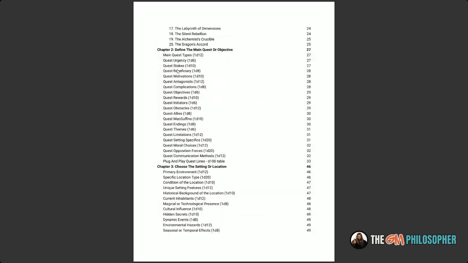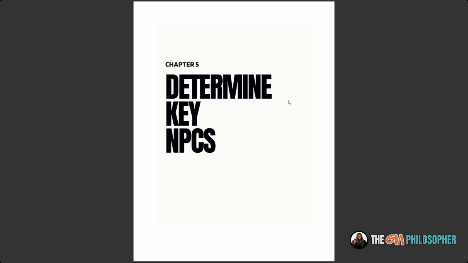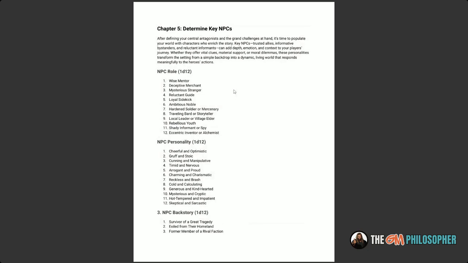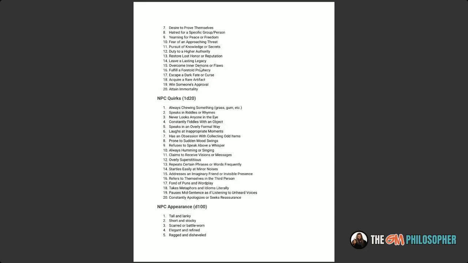But if we go to chapter 5, Determine Key NPCs, page 99, and then we go ahead and scroll down to chapter 5, you're going to find all kinds of tables that'll help you roll on it. For example, what is their role? What's their personality? What's their backstory? What is their nature? Their relationship to the party? Their motivation? What are their quirks? What's their appearance look like?